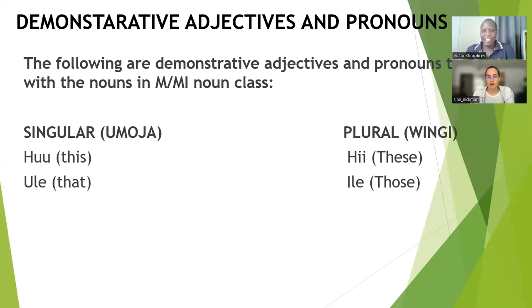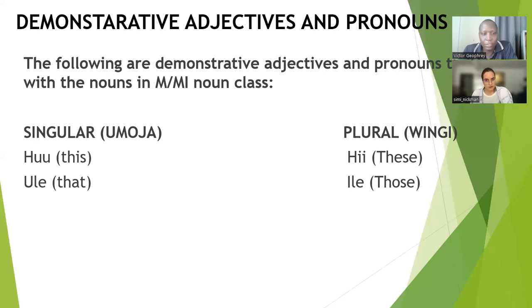Okay, you say mpapai huu. In plural it becomes mipapai hii. You get it? Maybe mwembe ule. In plural it becomes miembe ile. Miembe ule, miembe ile. Okay. Ule, ile. Clear.